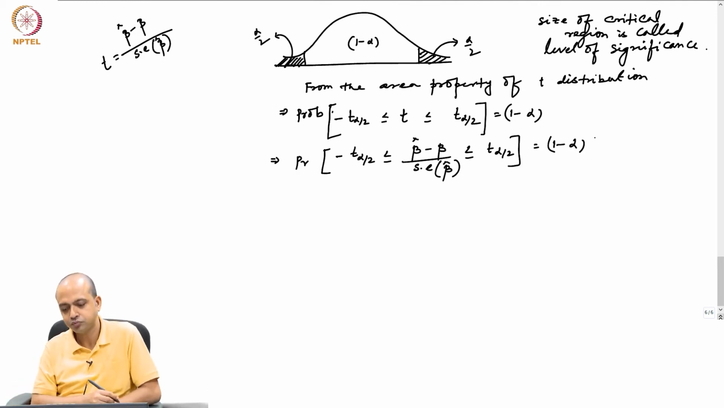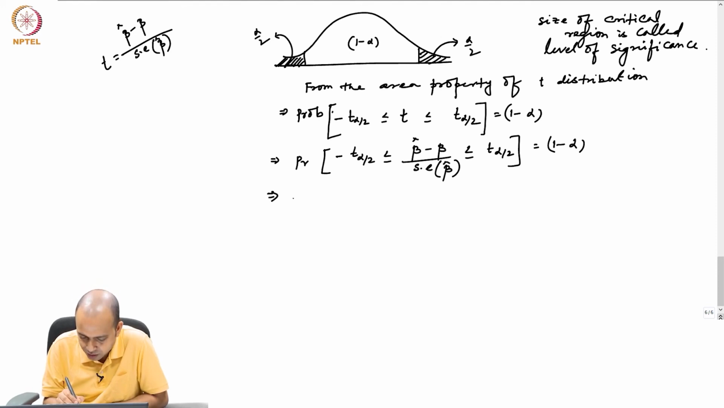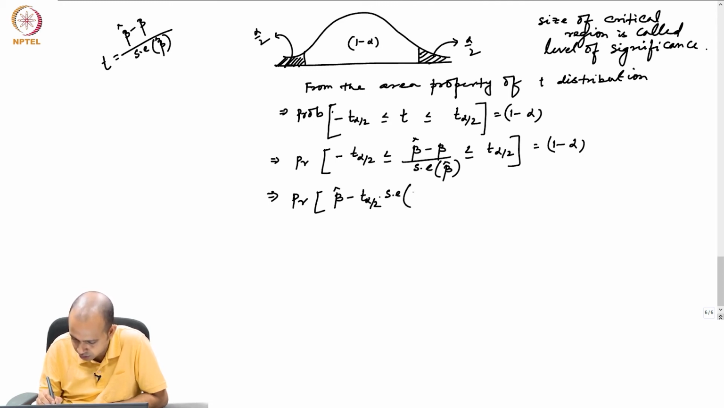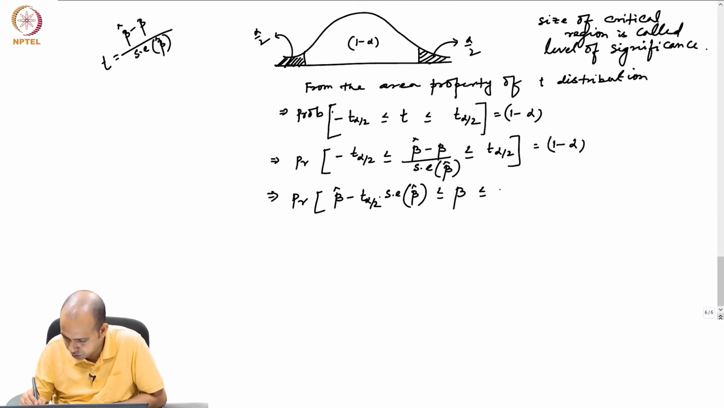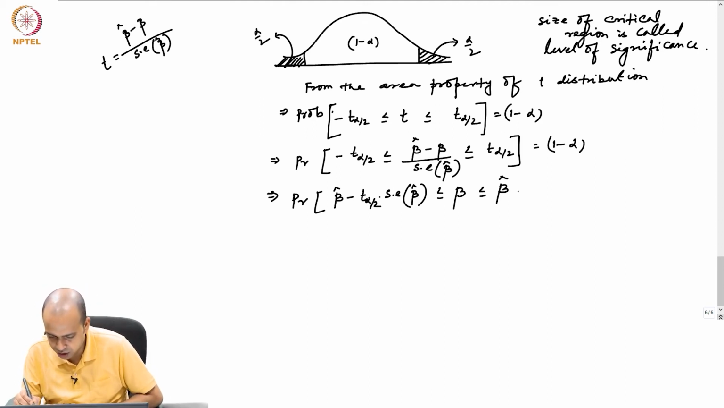Or from there, what we can write, after some rearrangement, we can write that beta hat minus T alpha by 2 into standard error of beta hat less than or equal to beta less than or equal to beta hat plus T alpha by 2 into standard error of beta hat equals 1 minus alpha.